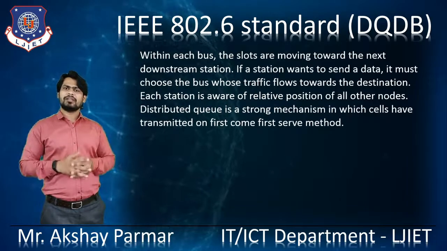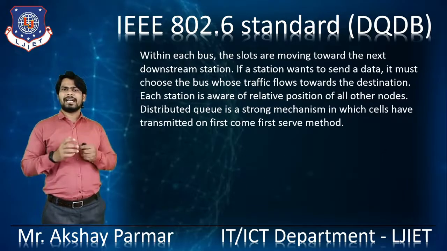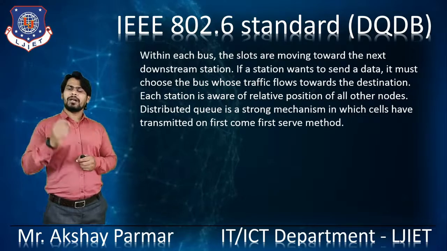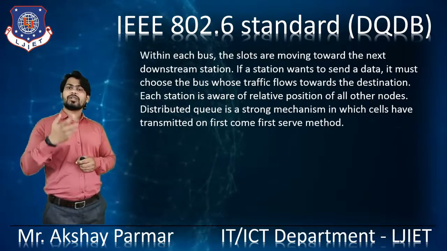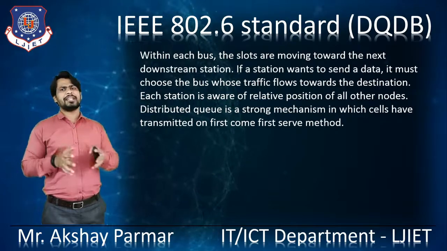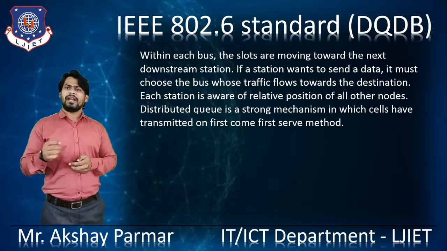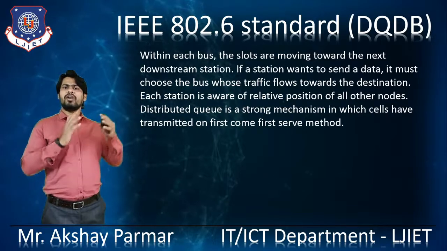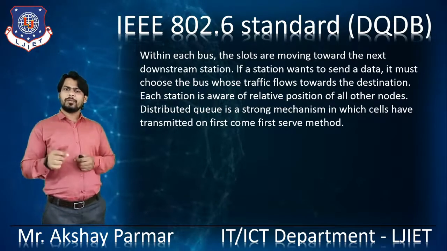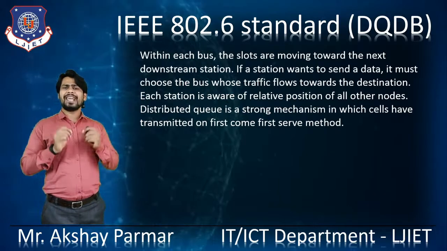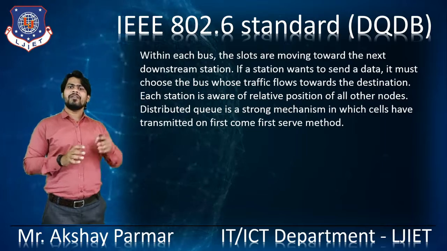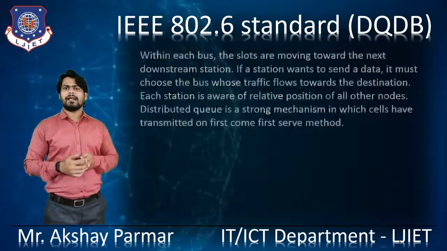Within each bus, slots are moving toward the next downstream station. If a station wants to send data, it must choose a bus whose traffic flows toward the destination, as we have seen in our example, right? Each station is aware of the relative position of all other nodes, right? Distributed queue is a strong mechanism in which cells are transmitted on a first come, first served basis, right?